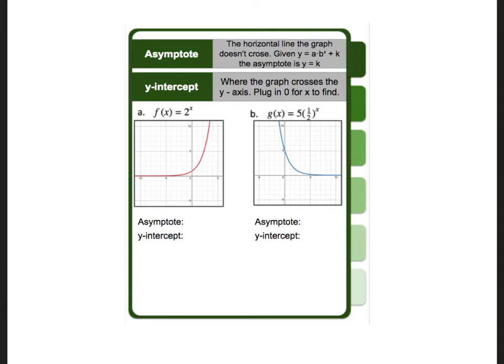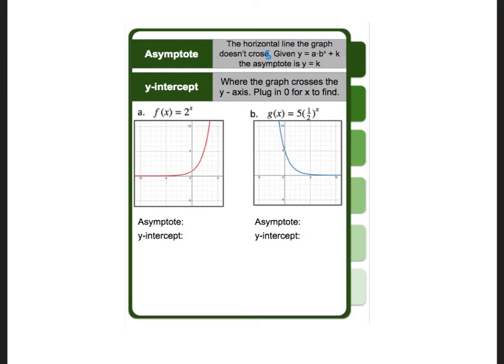Hi everyone, in this video we're still working with our exponential functions, but we're going to try to figure out how to find our asymptotes and our y-intercepts. So the first thing to note is an asymptote is the horizontal line that the graph doesn't cross. Sorry, apparently there's a typo. I'll fix it on yours if I remember, but it should say cross.